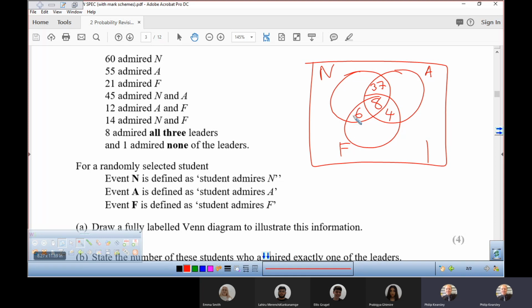N grand total 60, 14 on top of the 37, I think that's 51. So another 9 for 60. 49 for A, so another 6. 12, 18, 18 is another 3.